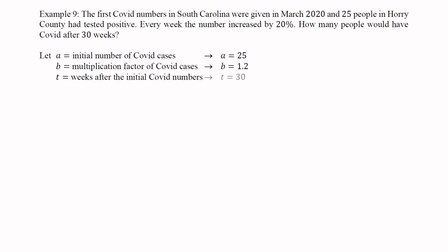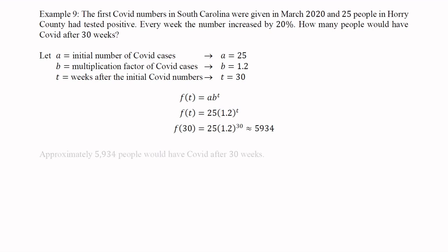And then we have T equals 30 because we want to see how many cases there will be after 30 weeks. So we're going to write our formula by plugging in A and B first. Then we'll plug in 30 to find out how many cases there will be, and it'll be approximately 5,934. So that is how many people would have COVID after 30 weeks, given that rate.